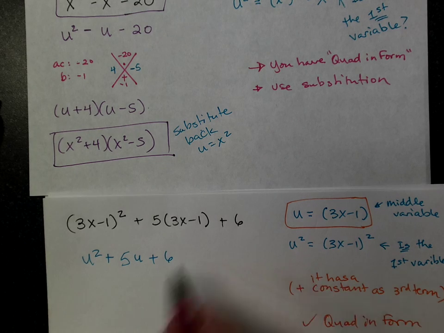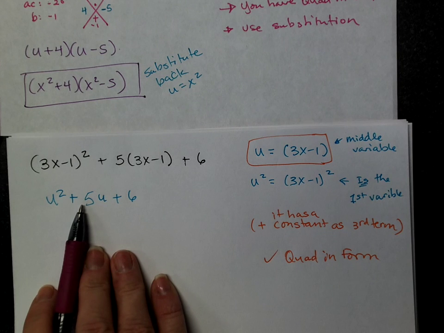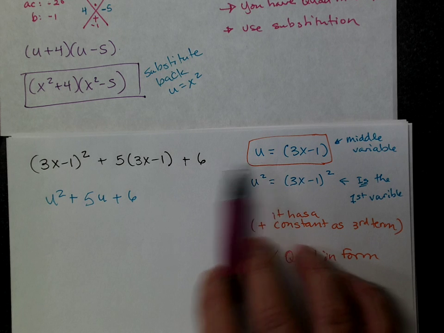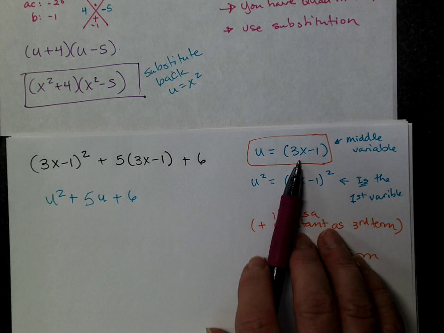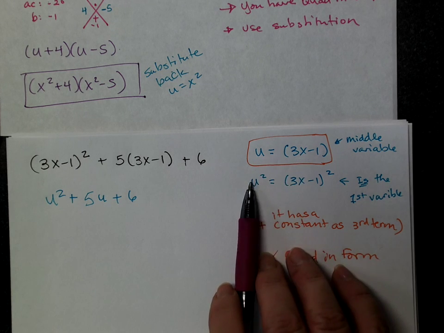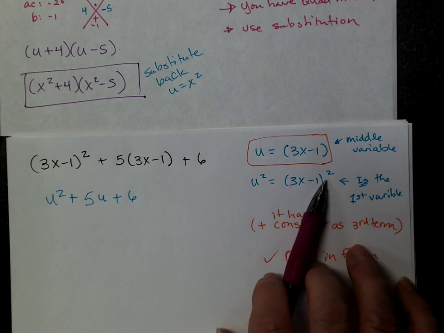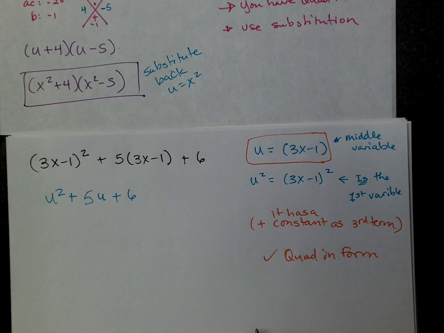Wait, how did you know? Go back to that second step. Okay, right here? Yeah. So how did you know it was square, or that it could work? Because you always take your middle variable and you say u equals that, period. So if you can square both sides, and what you get when you square this looks like this, then yes, check, we have quadratic in form.